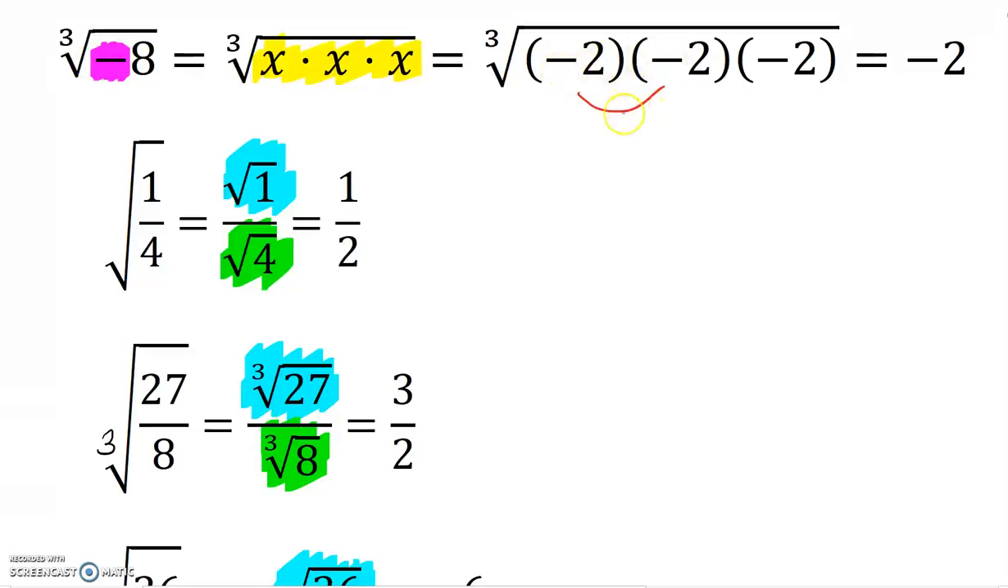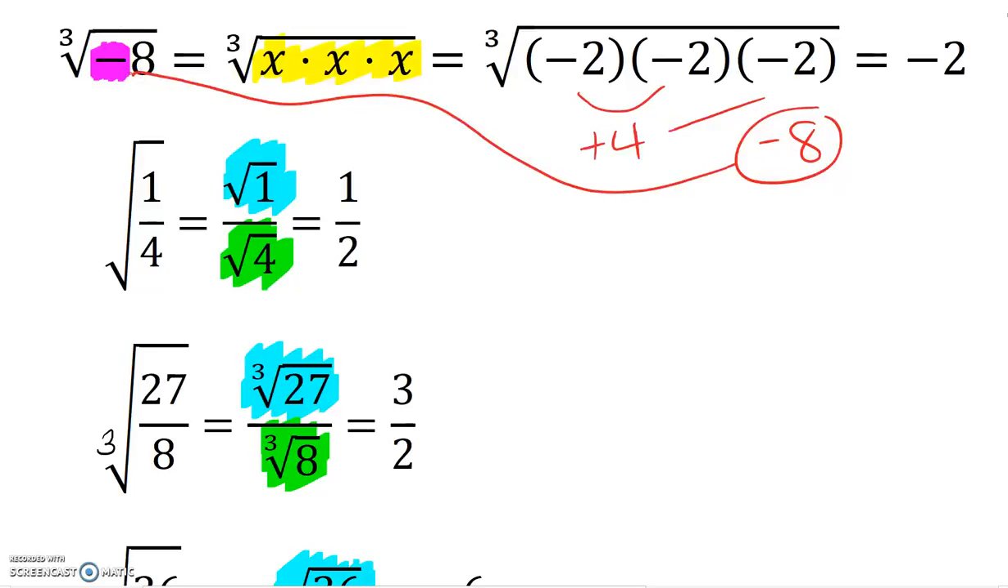If we have negative 2 times negative 2, we get positive 4. Positive 4 times negative 2 is negative 8. So we have accomplished our goal, right? Now, remember, the root is going to be what is that number, so the answer will be negative 2. So once again, summary. If you have a cube root with a negative number inside the root, your answer will also be a negative number.